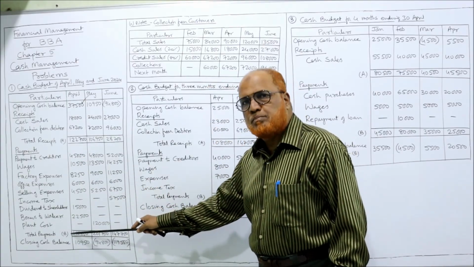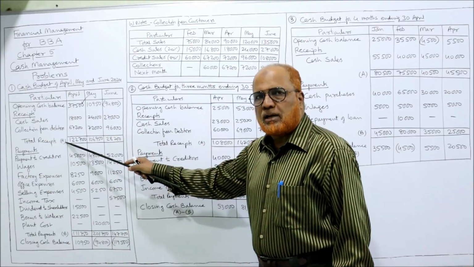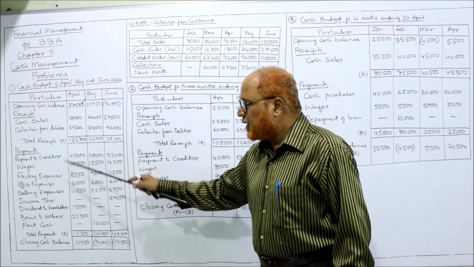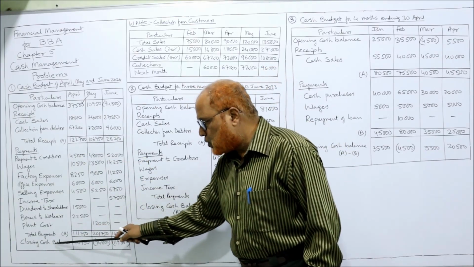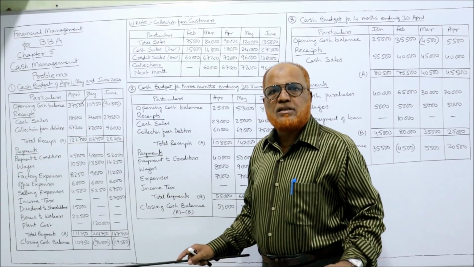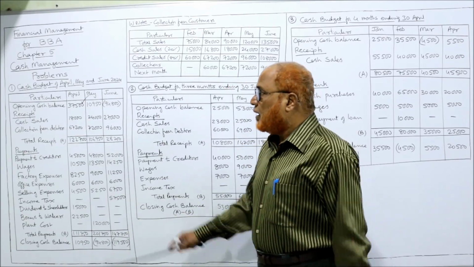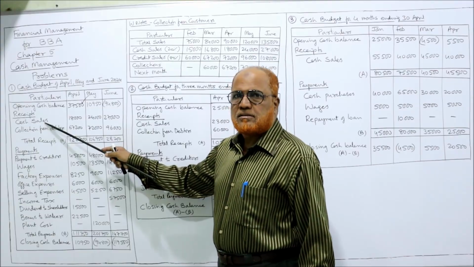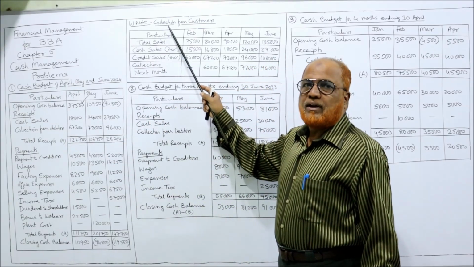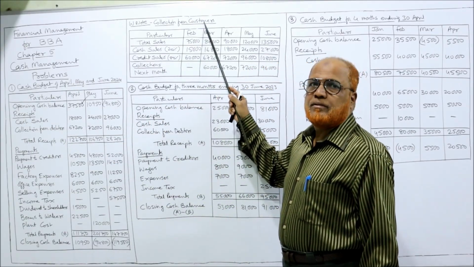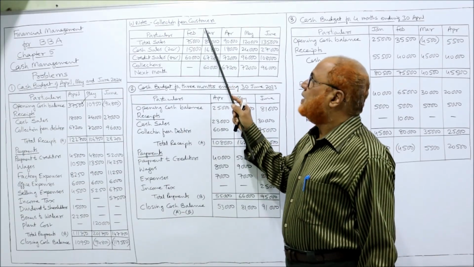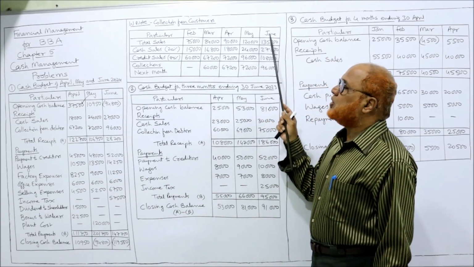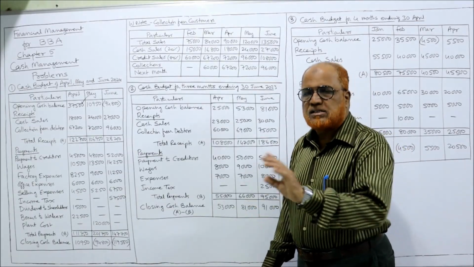We denote payments as B. A is the total receipts, B is the total payment. A minus B is the closing cash balance. This is the format. Now, we have to calculate cash sales. See here. Working note. In working note, collection from customers. Customers are the debtors. So February, March, April, May, June, all 5 months data is given in the problem.